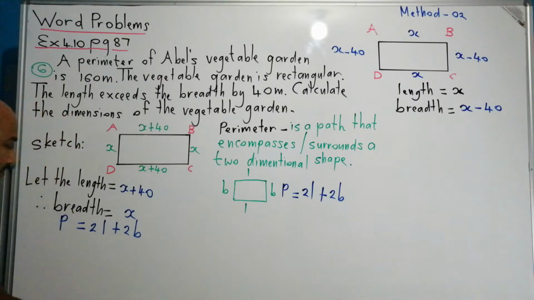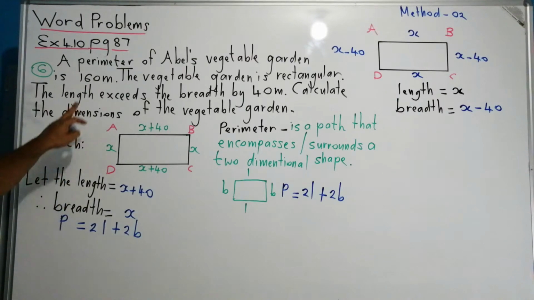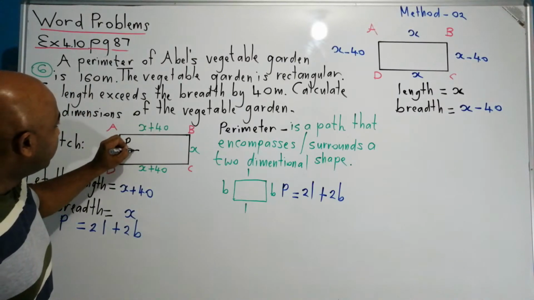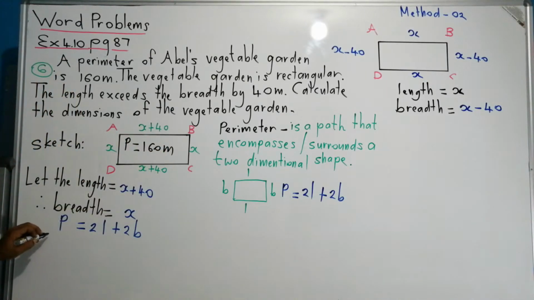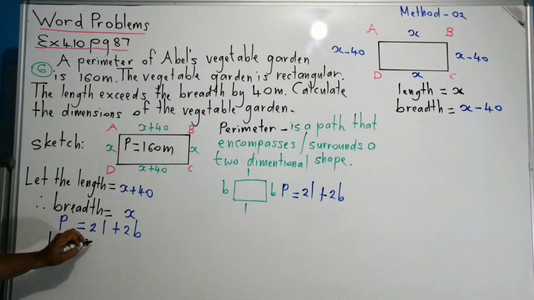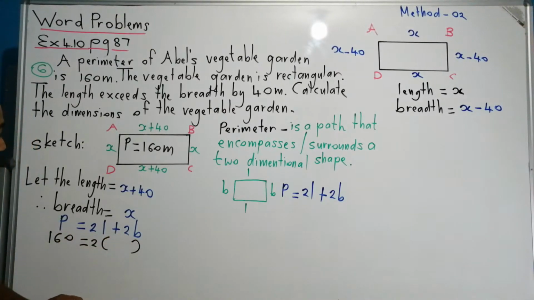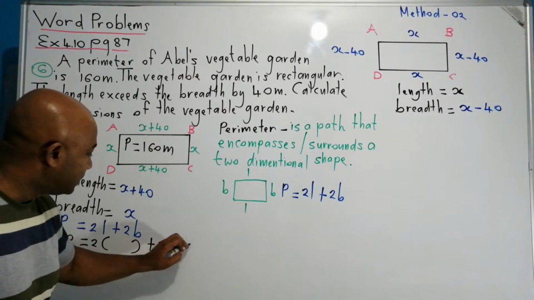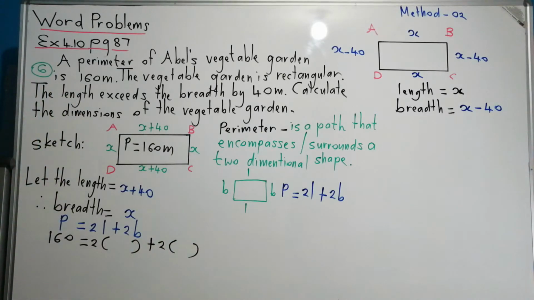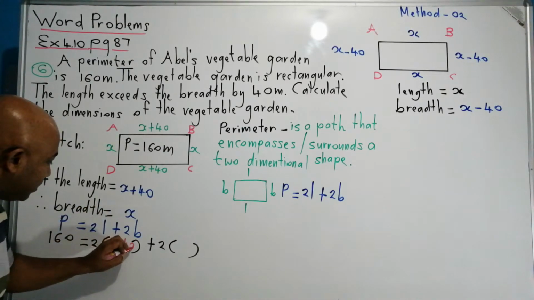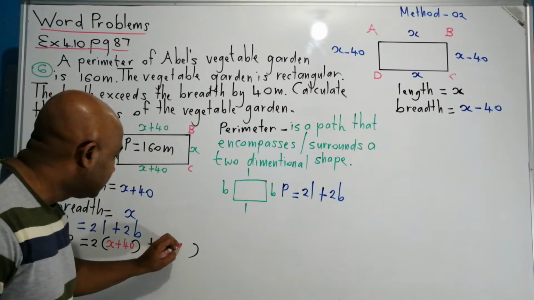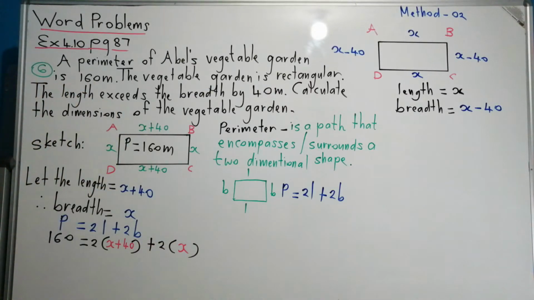So now, do we know what the perimeter is? Yes, let's write it down here. We're given perimeter is 160. So we got 160 is equal to 2 times the length plus 2 times the breadth. So what is the length? The length we identified as x plus 40, and the breadth we labeled it as x.